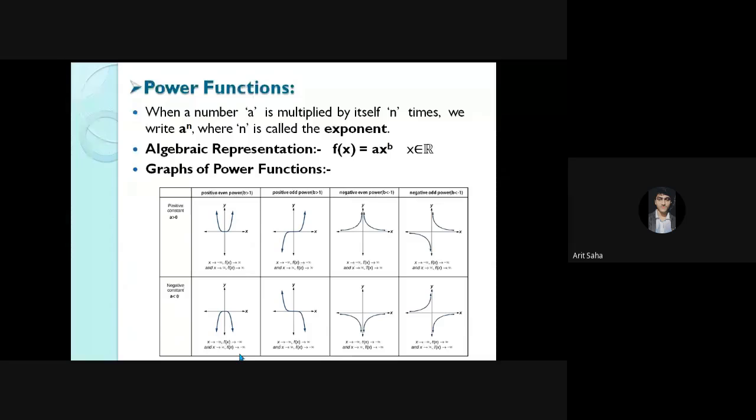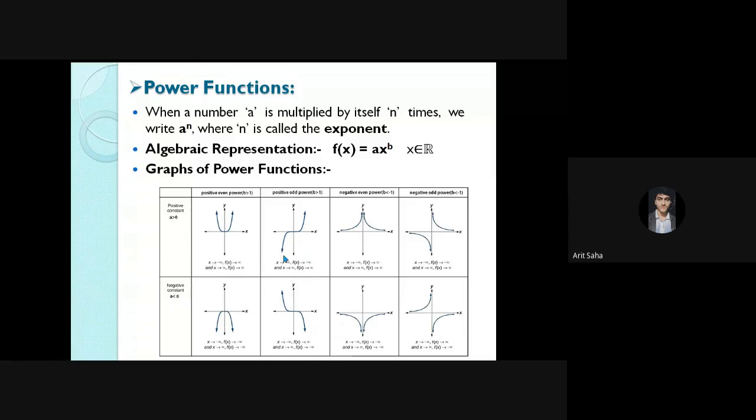Coming to the second condition, when the power is positive odd, when b is greater than 1 and positive constant a is greater than 0. In this case, when we take a negative value of x, it will give a negative value of y, and if we take a positive value of x, it will give a positive value of y. So the graph will be on the first and third quadrant. In case of a negative constant, if we take a negative value of x, it will give a positive value of y, and if we take a positive value of x, it will give a negative value of y. It will create a graph in the second and fourth quadrant.